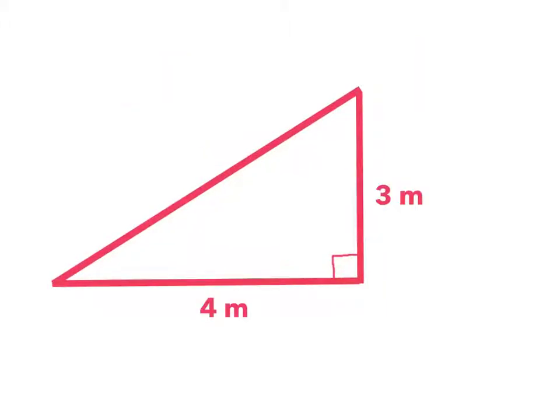Let's take a look at an example of that. Here we have a triangle, and in this triangle, our side A has a length of 4 meters, and our side B has a length of 3 meters, but we don't know what the length of side C is. And that's what we're going to use the Pythagorean theorem to solve for.